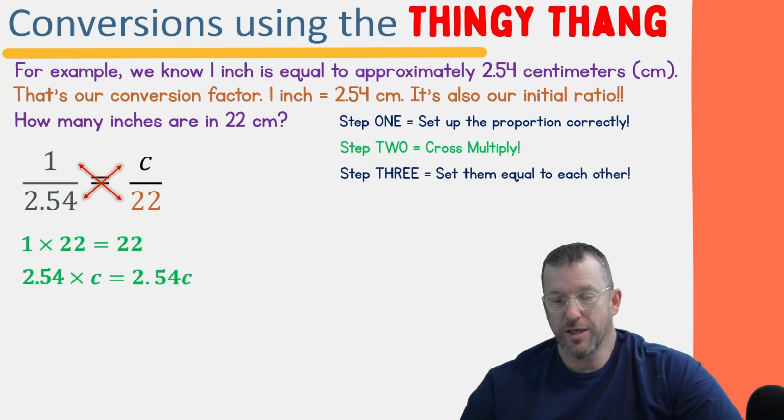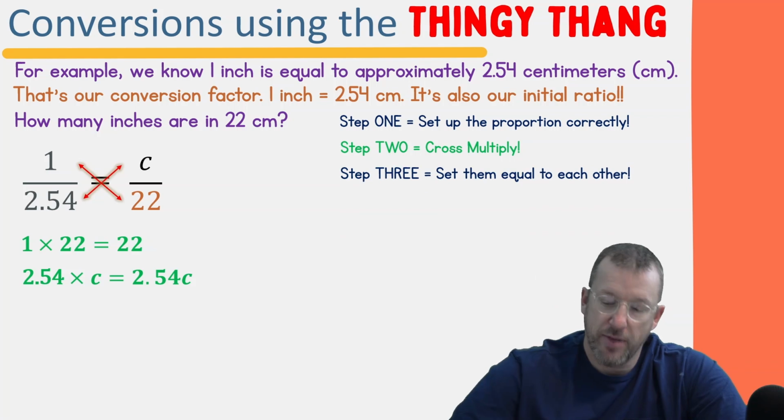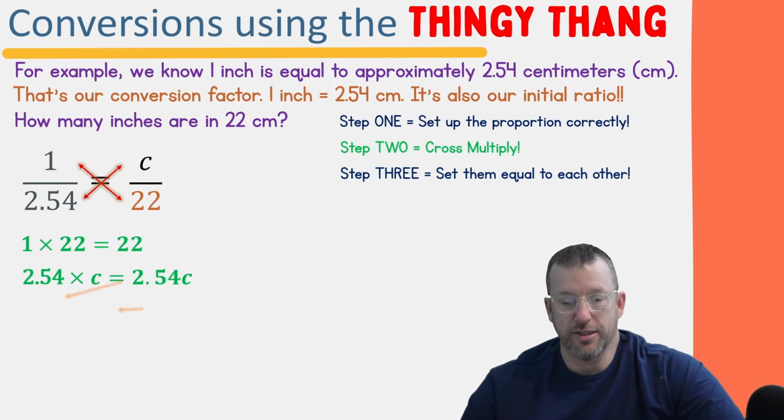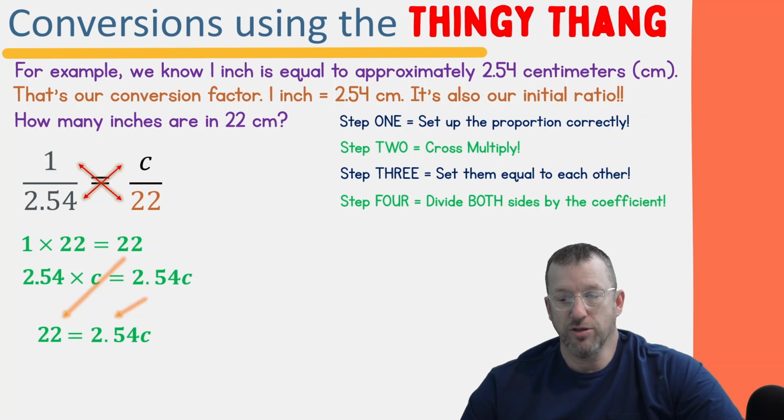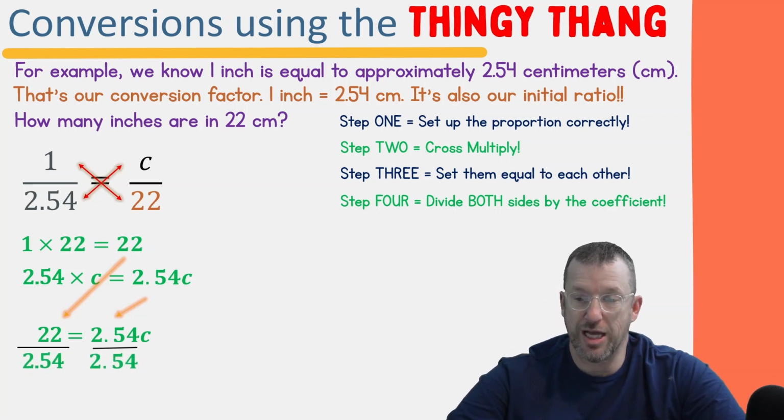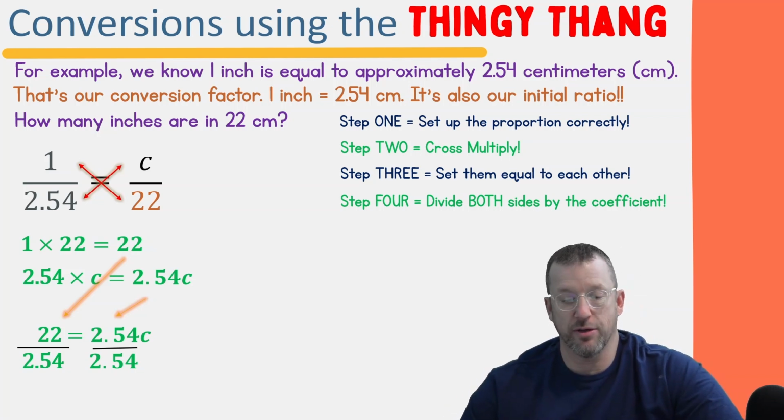Step 3, we're going to take both of those answers and set them equal to each other. So I take the 22 and I take the 2.54. Those are both my answers, and I put an equal sign in between them. That's pretty easy. And then finally, I divide both sides by the coefficient. The coefficient is the number connected to our variable, 2.54. So I'm going to divide both sides by that coefficient.